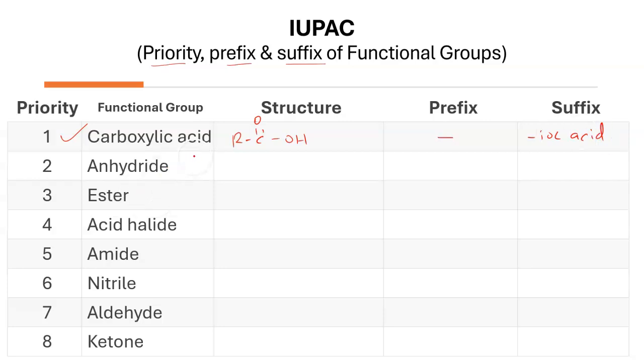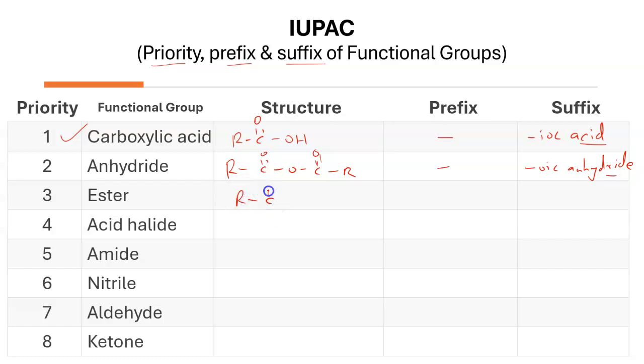Next is anhydride. The structure of an anhydride is like this. In between it has an oxygen link, and from both sides it will have a carbonyl functional group. In the prefix there is nothing, and in the suffix it is called oic anhydride. Only acid and anhydride, the name has changed, but the remaining part, oic, is the same.